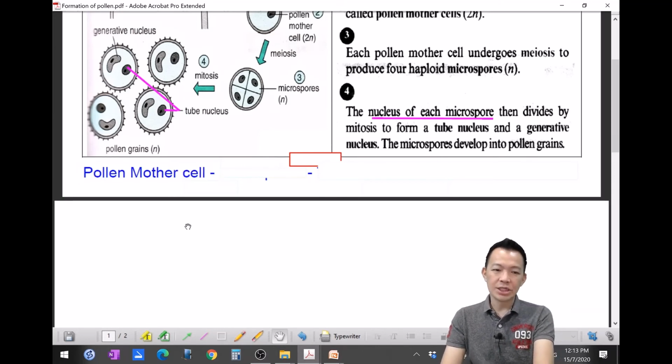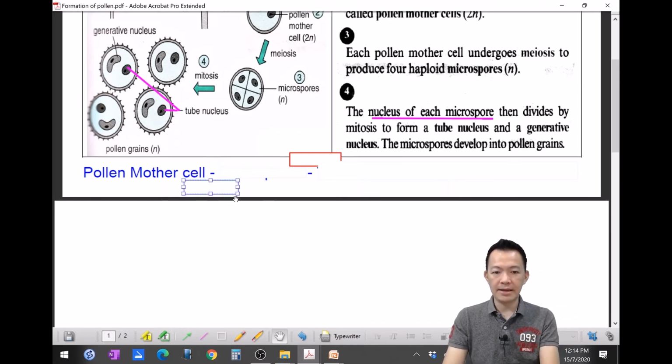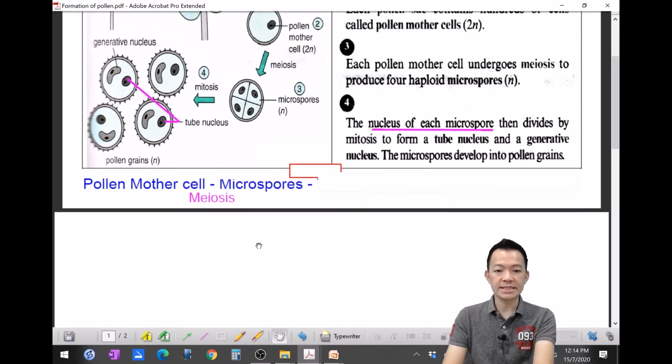So where does the pollen grain come from? It comes from the original cell called pollen mother cell that is inside the pollen sacs. So the pollen mother cell undergoes the process called meiosis. 它进行一个过程叫 meiosis。Okay, to become microspore 变成了4粒新的细胞叫 microspore. So diploid 就 become haploid.